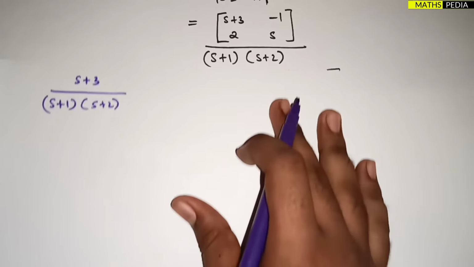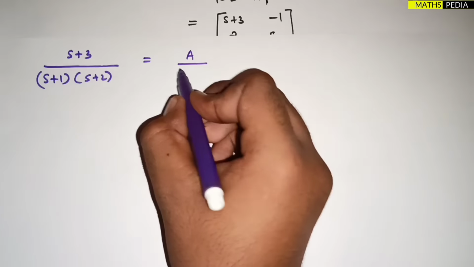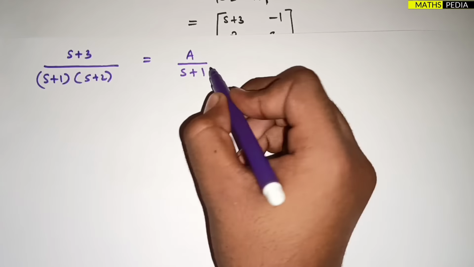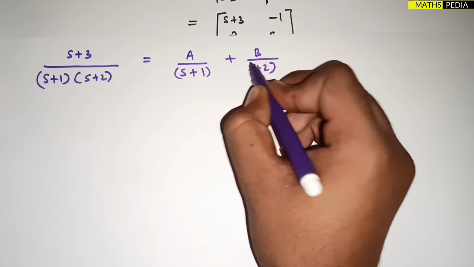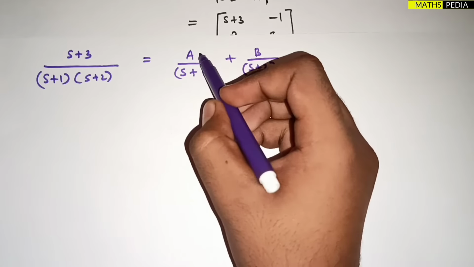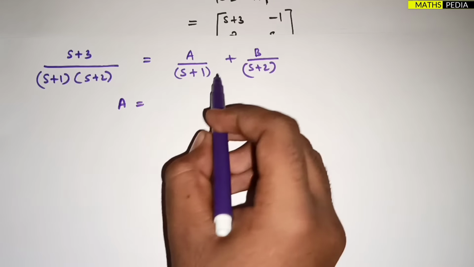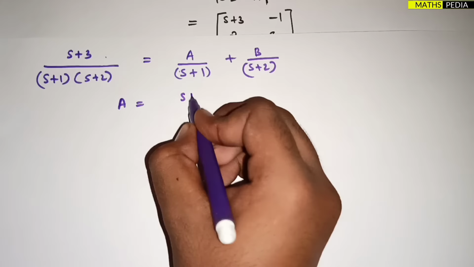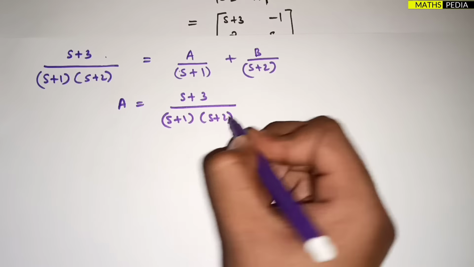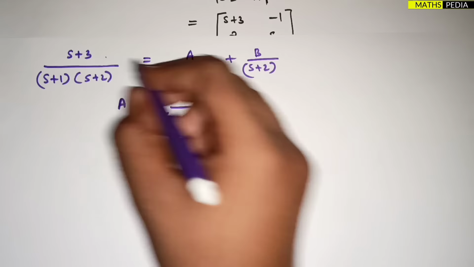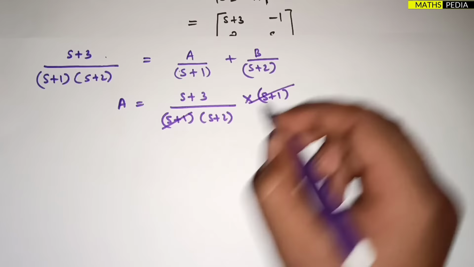How do we have to do this? See here carefully. I can write it as a by (s plus 1) plus b by (s plus 2), using linear factors. Now we have to find a and b. How will you find a and b? Simple: to find a, whatever is there in the denominator, just multiply here. So (s plus 3) by (s plus 1)(s plus 2) into s plus 1.